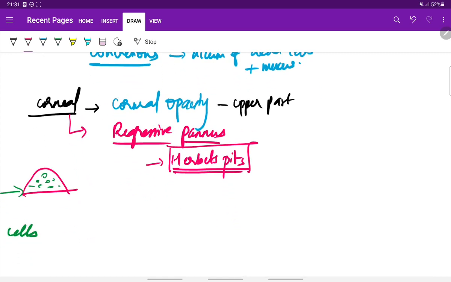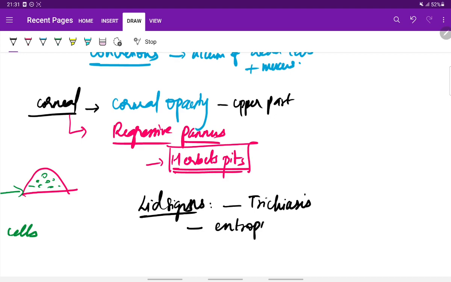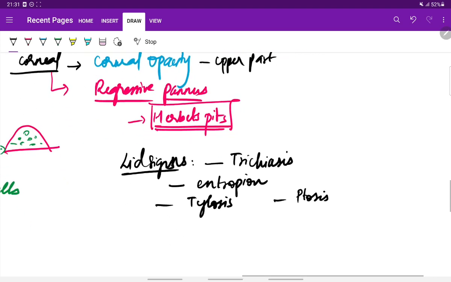So these are the corneal signs. Here, we also have lid signs. The lid signs are: there can be trichiasis, which is misdirection of the cilia, or there can be entropion, tylosis, which is nothing but thickening of the eyelashes, lid margin, or there can be ptosis, madarosis, which is loss of the eyelashes.